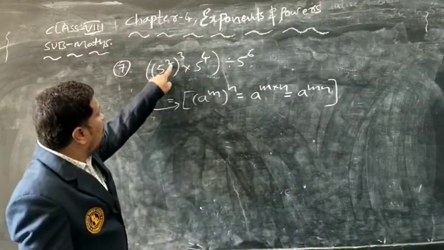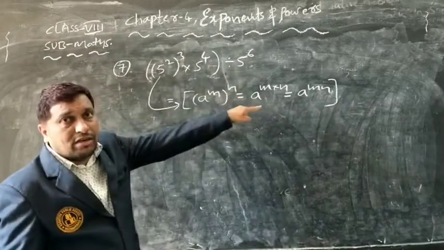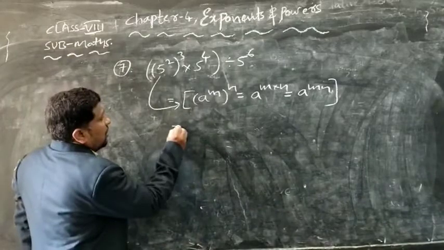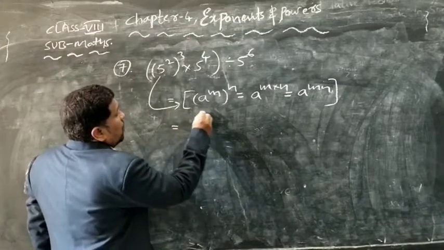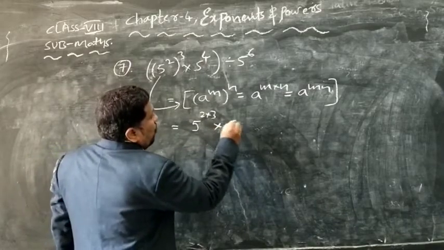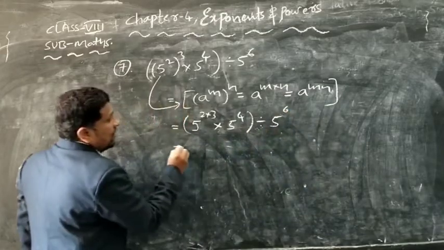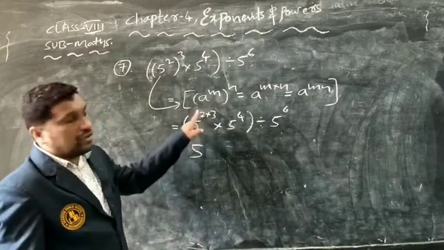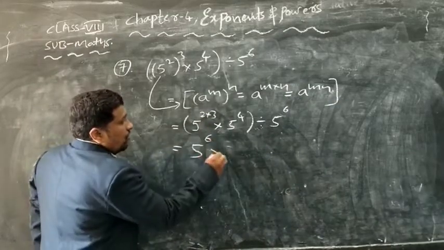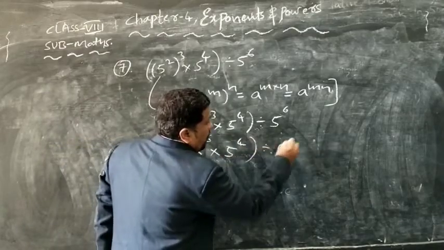a to the power of m, whole to the power of n, means a to the power of m into n, a to the power of mn. Instead of this one we can use this formula, so that (5 to the power of 2) to the power of 3 means m into n, into 5 to the power of 4 is divided by 5 to the power of 6 means 5 to the power of 2 into 3, that is 5 to the power of 6, into 5 to the power of 4 is divided by 5 to the power of 6.